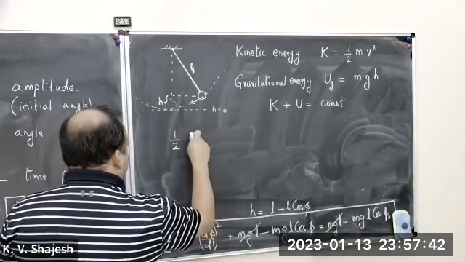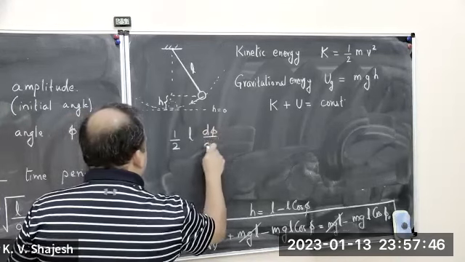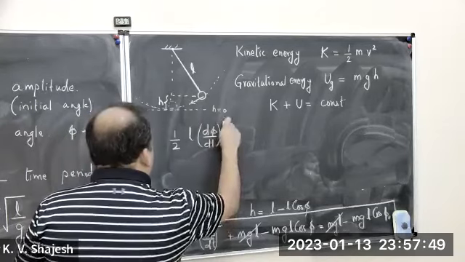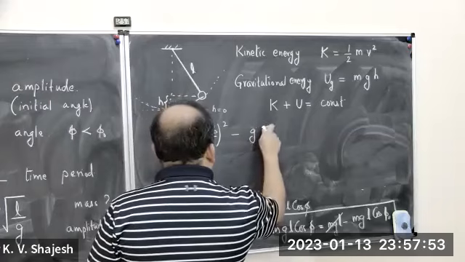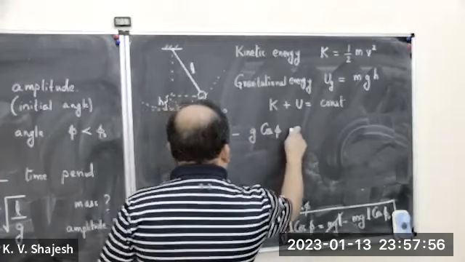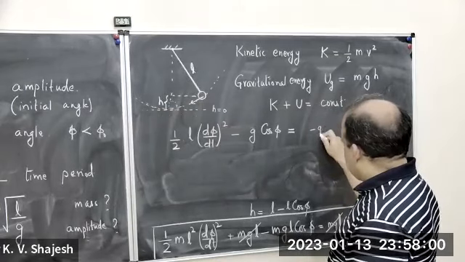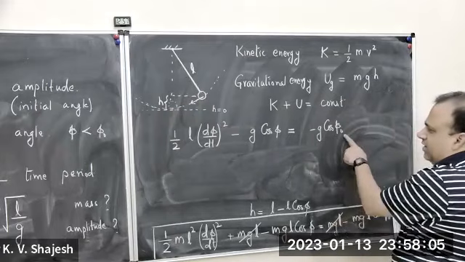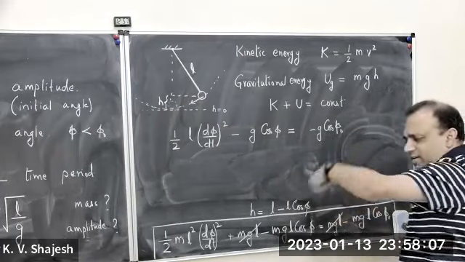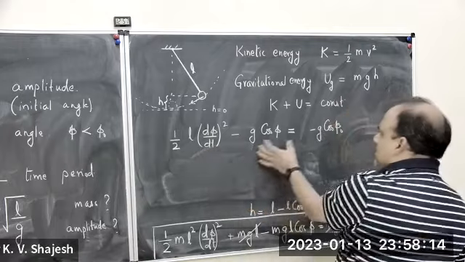So what we have left is 1 by 2, L d phi by dt, squared, minus g cosine phi is equal to minus g cosine of phi naught. Remember again, phi naught is the initial angle, and phi is the angle at any one point in time. This is motion, that's angle.